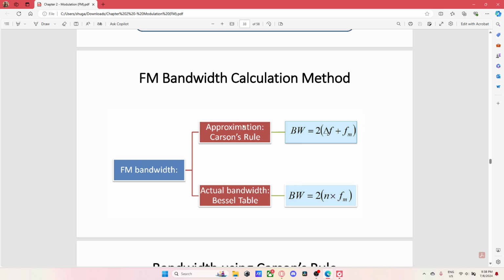So in that note, we have two different ways to find your FM bandwidth. One is by using Carson's rule and one is by using the Bessel table. Since we are on the same topic, for the Bessel table, BW, your bandwidth, is equal to 2 multiplied by N, the number of J's you have, the number of sidebands, times fm. With Carson's rule, BW is equal to 2 multiplied by the frequency deviation plus fm, your modulating frequency.